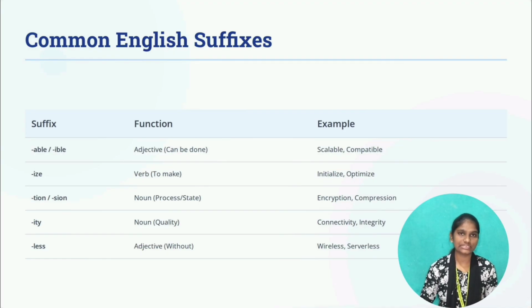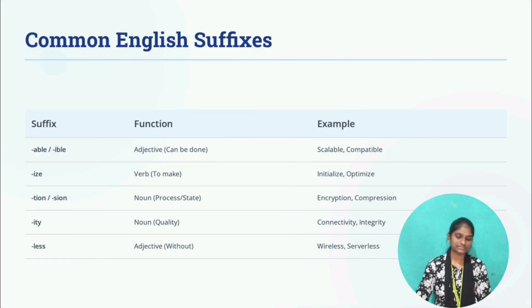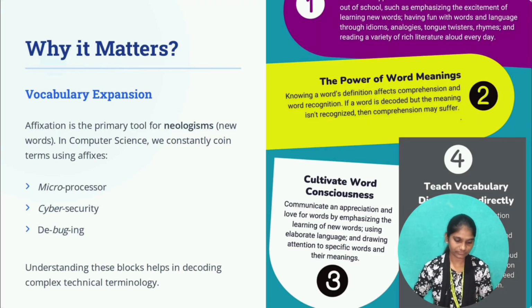ity is a noun. Its meaning is quality. Connectivity and integrity are examples of this. Less is an adjective. Its meaning is without. Wireless and serverless are examples for less.